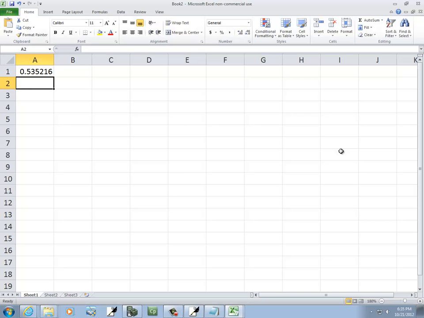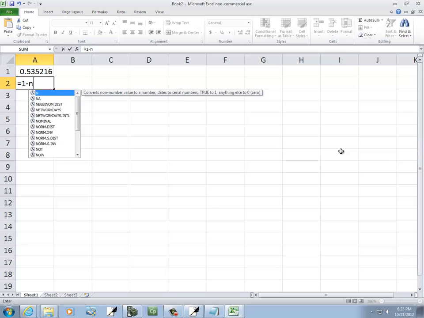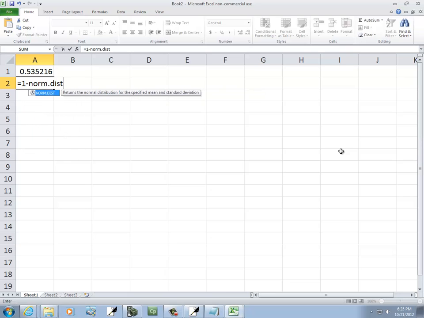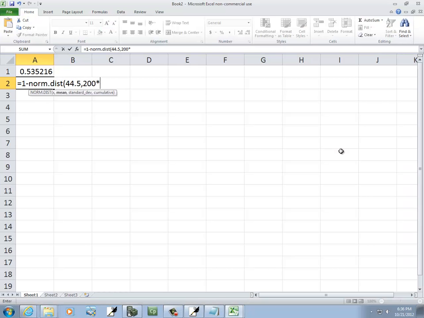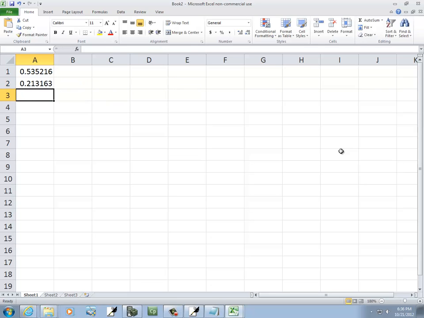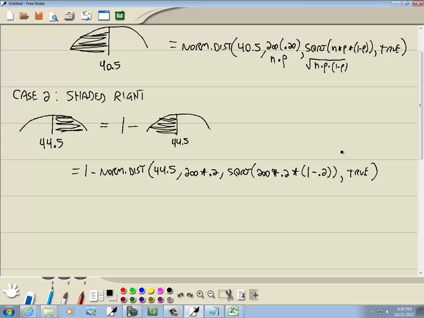So let's see this one plugged in. Equals 1 minus NORM.DIST, beginning parentheses, 44.5, comma, 200 times 0.2, comma, square root 200 times 0.2 times 1 minus 0.2, closing parentheses on 1 minus 0.2, closing parentheses on the square root, comma, TRUE, closing parentheses. And that would be our answer.